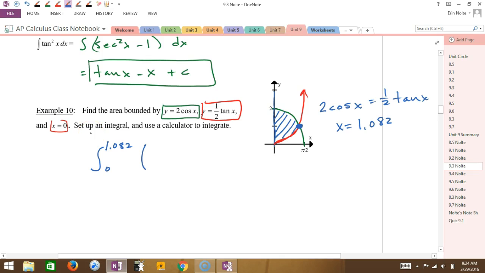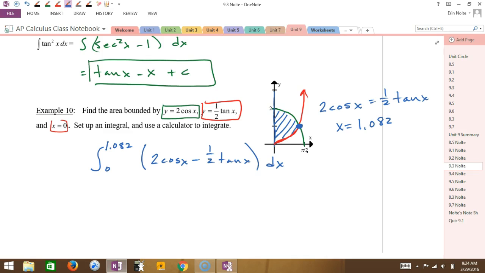I'm not done here. Top minus bottom, right? So the top one is the green. So I have 2 cosines of x minus 1/2 tangents of x dx. So that's the correct setup. By the way, there were a couple on your test that you set this up. Many people forgot the dx. Such a tiny detail, but worth points. Okay, don't forget that.